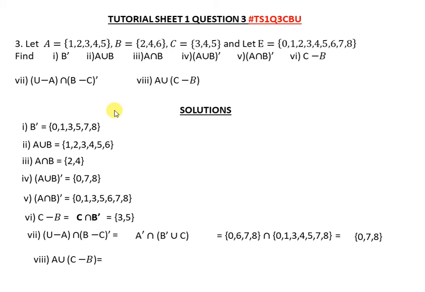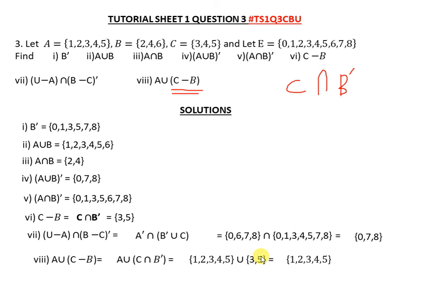The last question says A union C minus B. Of course, we first have to deal with what is in the brackets by following BODMAS. C minus B is just the same as C intersection B complement. So you first find C intersection B complement, which is just 3 and 5, and then you unite it with A. Find the union between A and C intersection B complement, and that's your answer there.